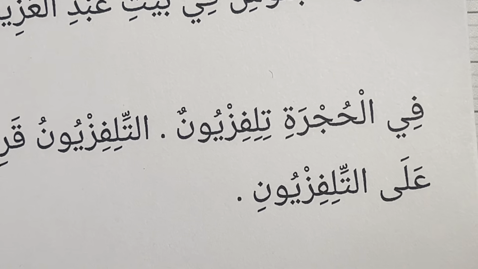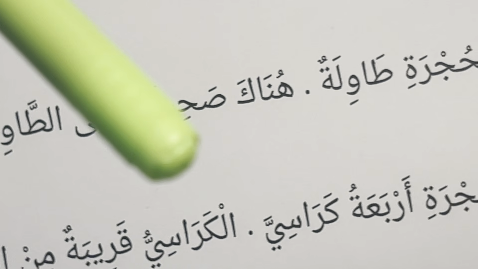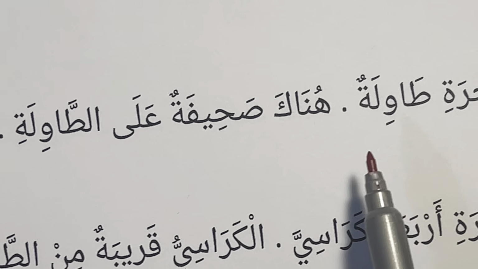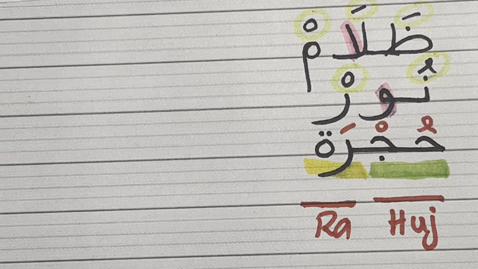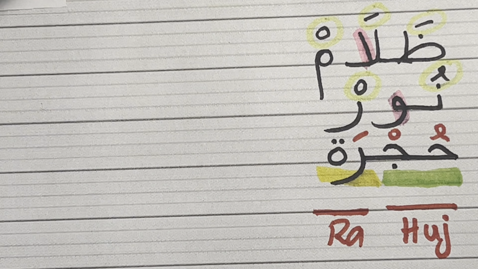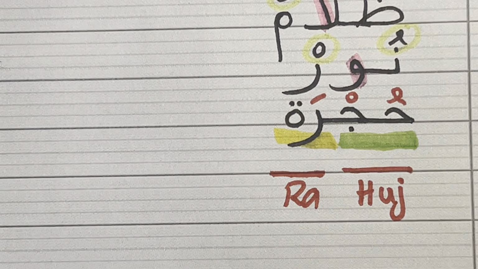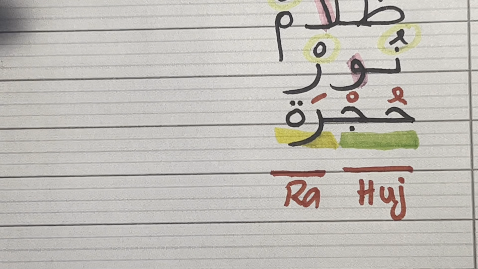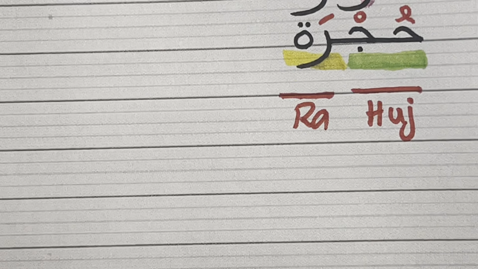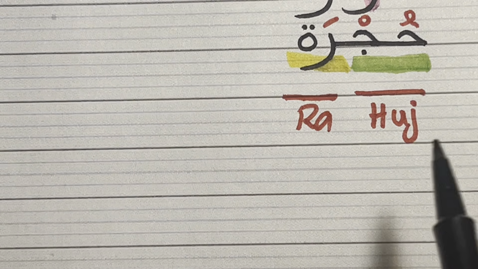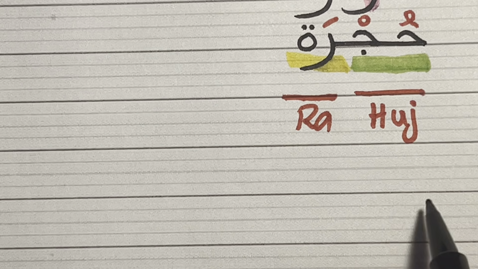Let's say I want to read طاولة over here. What I have to do is write the word myself and then break it down. So over here, I will read the word and I will write it down so you can see what it looks like and how I am reading it.